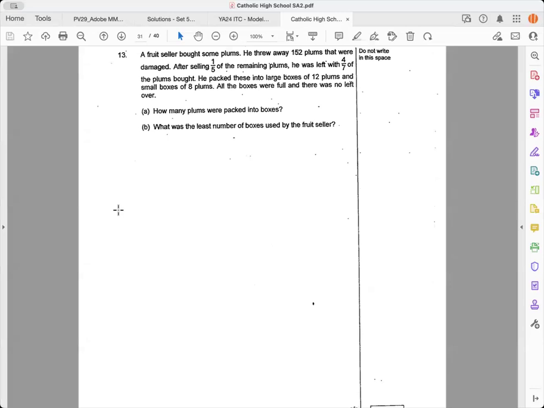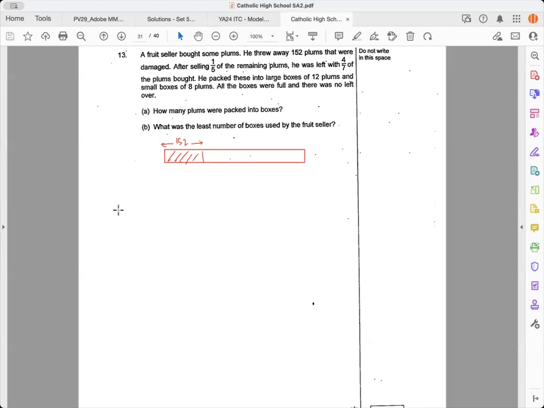A fruit seller bought some plums. He threw away 152 plums that were damaged. After selling 1/5 of the remaining plums, he was left with 4/7 of the plums bought. So let's draw a model representing all the plums. This is all the plums. And he threw away 152. So shade away 152.